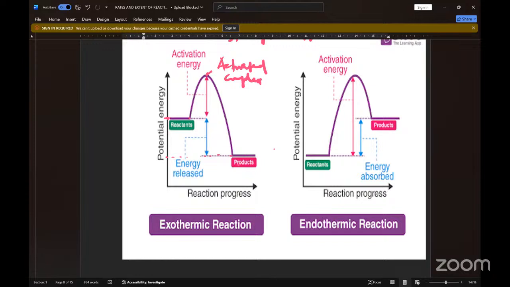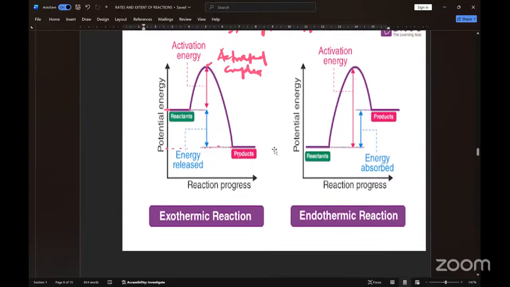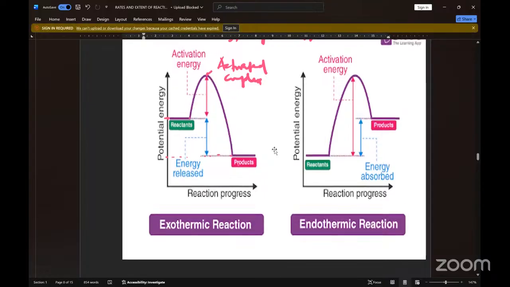So what is an activated complex? An activated complex is just an intermediate state, okay, between the reactants and the product. It means that you are neither a reactant nor a product. You are in between. I often use this example. If you are cooking pap, you start with maize meal and water. So let's talk about the maize meal.